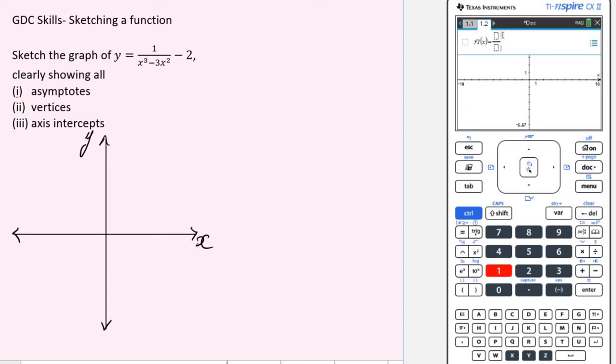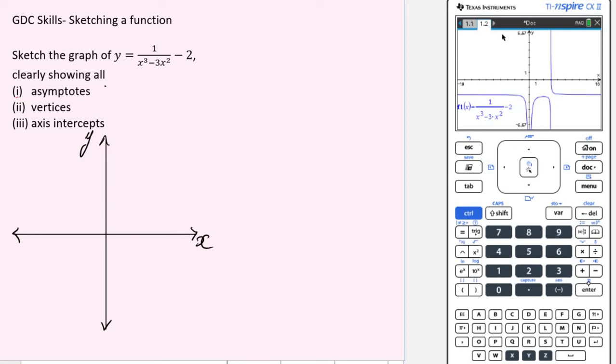So if we go 1 over x to the power of 3 minus 3x squared, all minus 2, hit enter, then we've got the shape of our graph. Now we want to produce that sketch, and in order to do a sketch we need those 3 key features that I've indicated here. So the first thing that it might be worth finding out is these asymptotes.